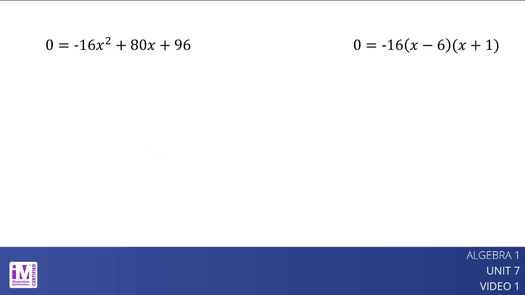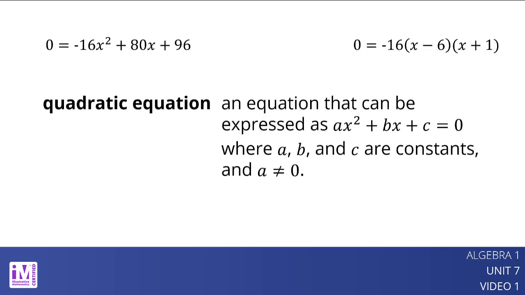Both equations we see here are quadratic equations. In general, a quadratic equation is an equation that can be expressed as ax squared plus bx plus c equals 0, where a, b, and c are constants, and a is not equal to 0.